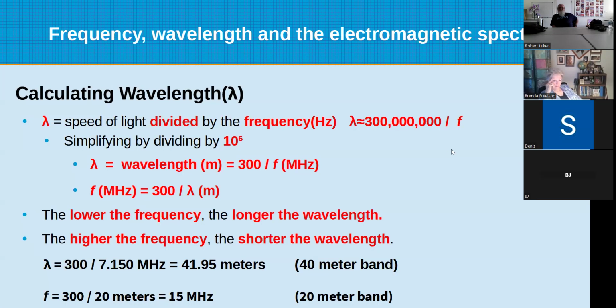So we calculate wavelength with a formula, and we use the symbol lambda. It's a Greek symbol. We tend to use a lot of Greek symbols. So it's the speed of light divided by the frequency. That would mean it was 300 million divided by the frequency. If we say we're going to use frequency in megahertz, or 10 to the 6th units, then we can say that it's 300 divided by F. Because it's 300 times 10 to the 6th divided by F times 10 to the 6th. So it makes it a very simple formula.